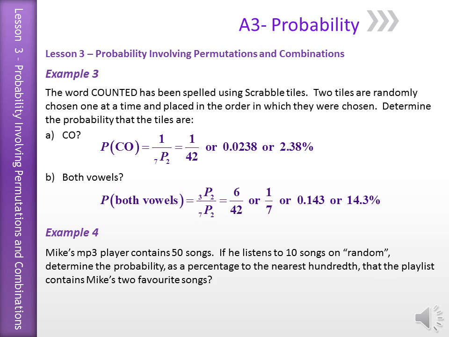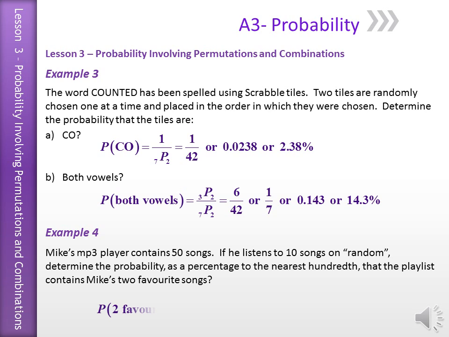Example 4. Mike's MP3 player contains 50 songs. If he listens to 10 songs on random, determine the probability as a percentage to the nearest 100th. Here I'm specifically asking for a certain form: that the playlist contains Mike's 2 favorite songs. So the probability of his 2 favorite, let's choose his 2 favorite first.